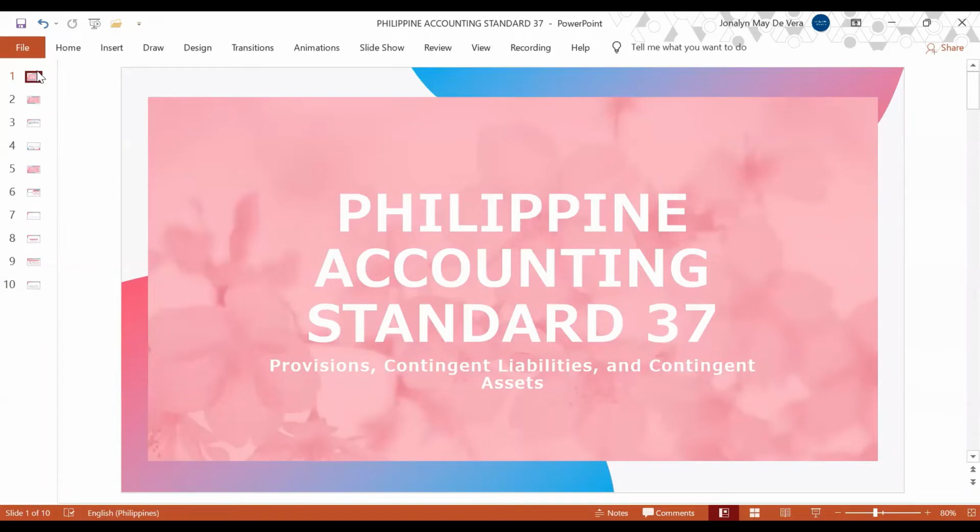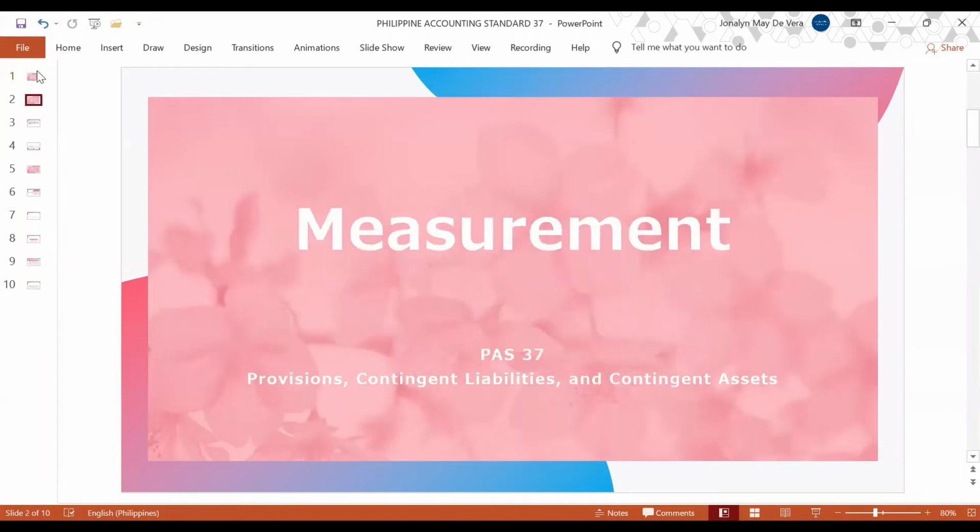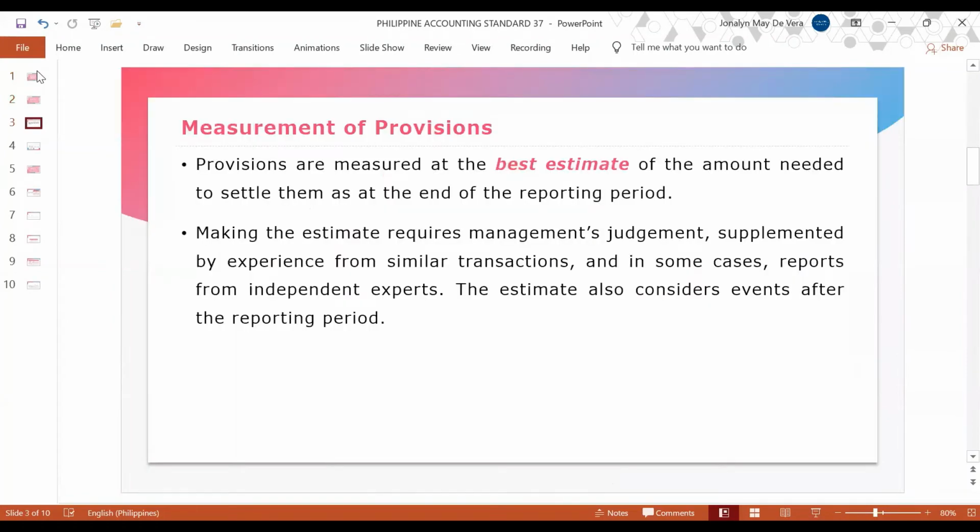Okay, so magandang araw po. So next po is measurement of provision. So how shall we measure provisions? Provision should be measured at the best estimate of the expenditure required to settle the present obligation at the end of the reporting period. Making the estimate requires management judgment, supplemented by experience from similar transactions, and in some cases, reports from independent experts. The estimate also considers events after the reporting period.